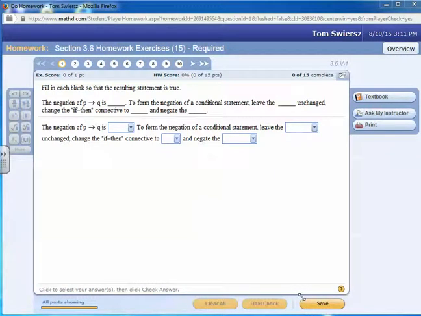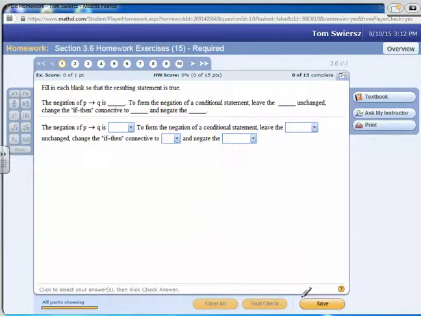Let's go ahead and solve homework exercise number 1 from section 3.6. It states the negation of if P then Q, an if-then statement. To form the negation of a conditional statement, leave the antecedent unchanged. So leave P as is, change the whole if-then into a conjunction, an and, and negate the consequent, in this case Q, not Q. So the negation of if P then Q is actually keep P the same, change it to an and, and negate Q. That's how you get the negation of an if-then statement.